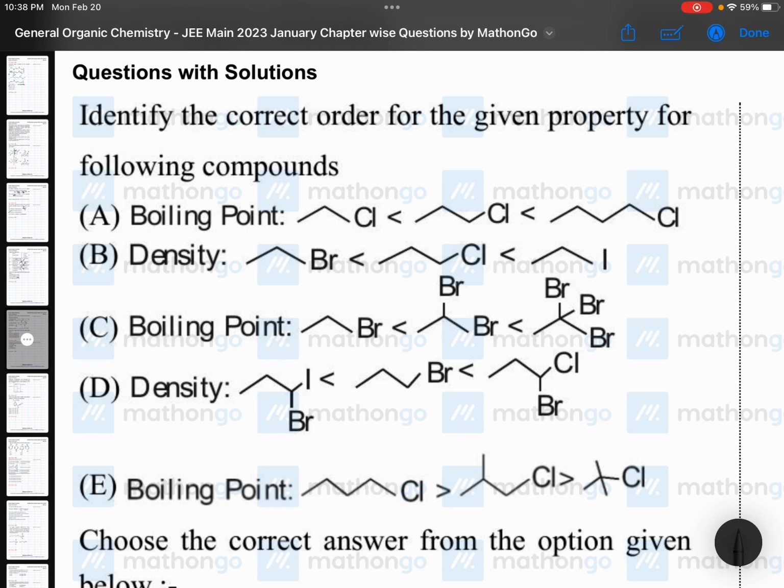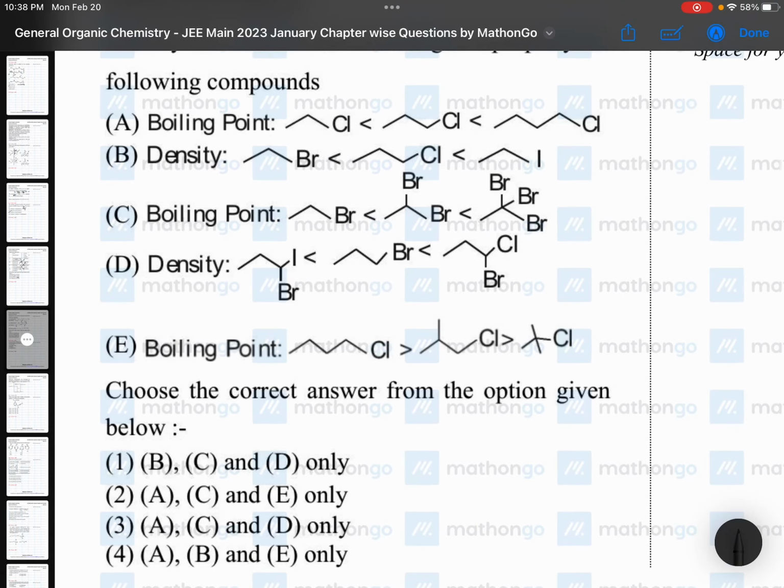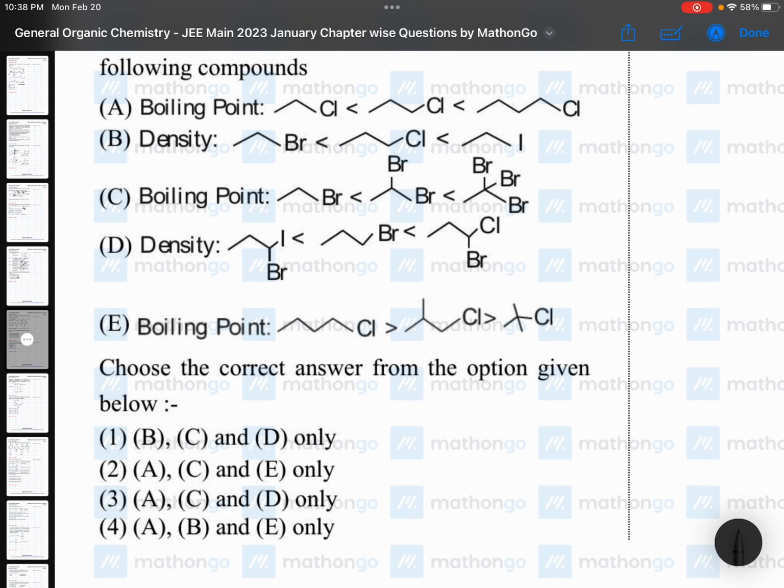Identify the correct order for the given property of the following compounds. Okay, so this is from alkyl halides. Actually, second year alkyl halides also you can consider this one. So here, what is given here? So many statements are given and asking the correct order. A is boiling point, B is density, C is boiling point, D is density, again boiling point. Boiling points are directly proportional to molecular mass. So the first option is right. Density is directly proportional to molecular mass. But bromine, chlorine, so this is wrong.